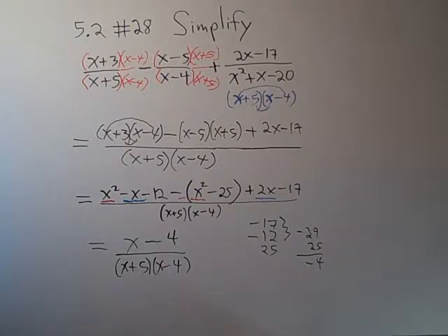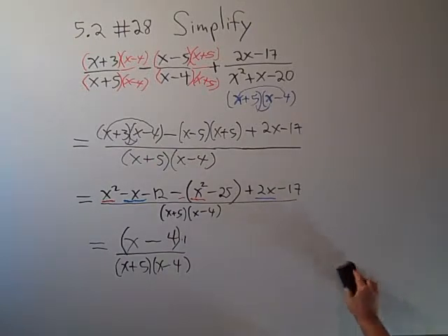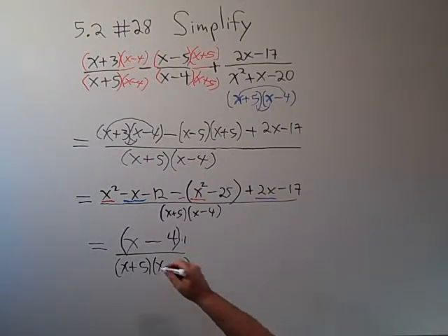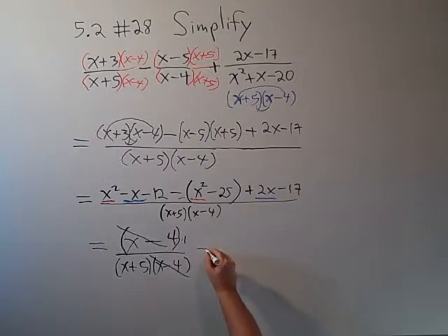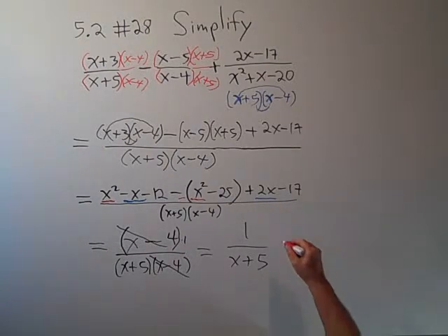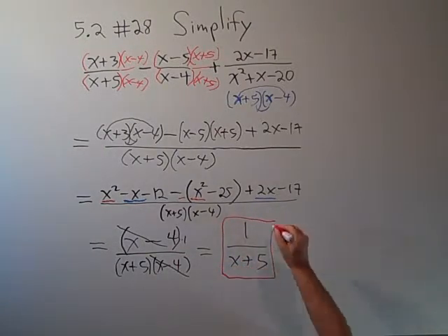Notice that in the numerator we have an x minus 4. You can think of it as times 1 if you like. So you can cancel out that factor of x minus 4. And you're left with 1 divided by x plus 5. And we have simplified as much as possible this rational expression.